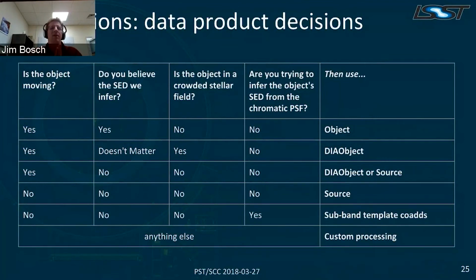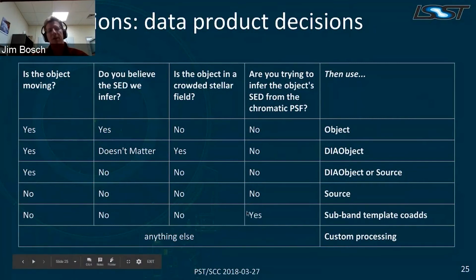My summary slide is a bit of a table to tell you what data products you should use when. So I'm not going to go through every possibility here, but I think that the fundamental questions are: is the object moving? Do you need the SED? Is the object in a crowded field? And are you trying to infer the object's SED from the chromatic PSF? And for various combinations of answers, I think we've got some data products that will do what you want, and I think this answers most of the most common cases.